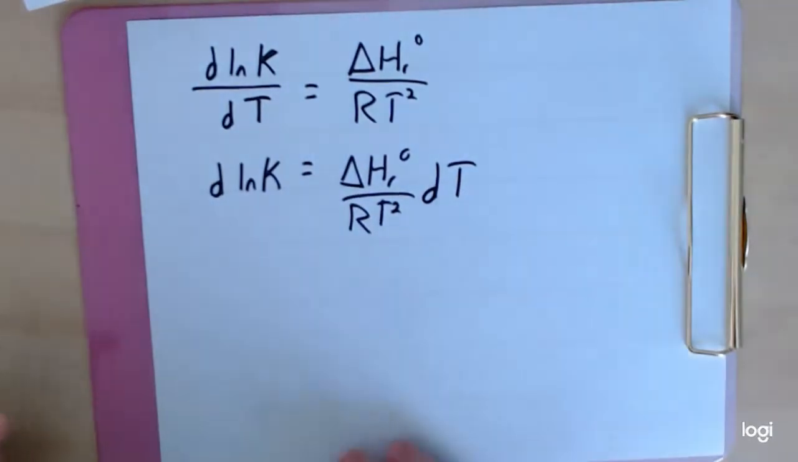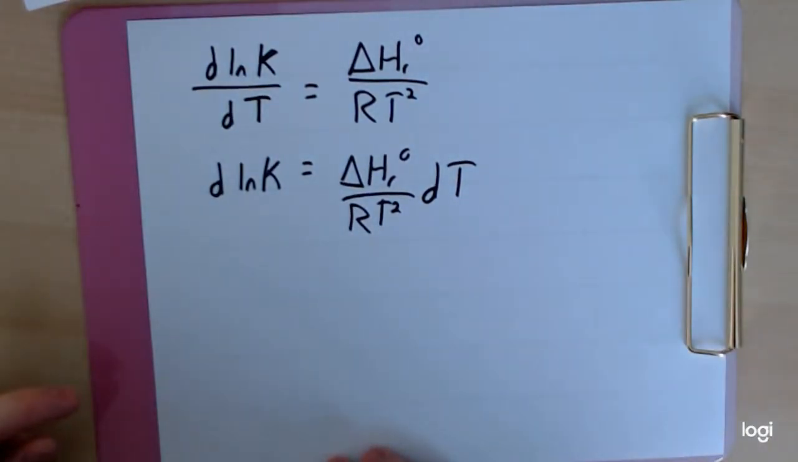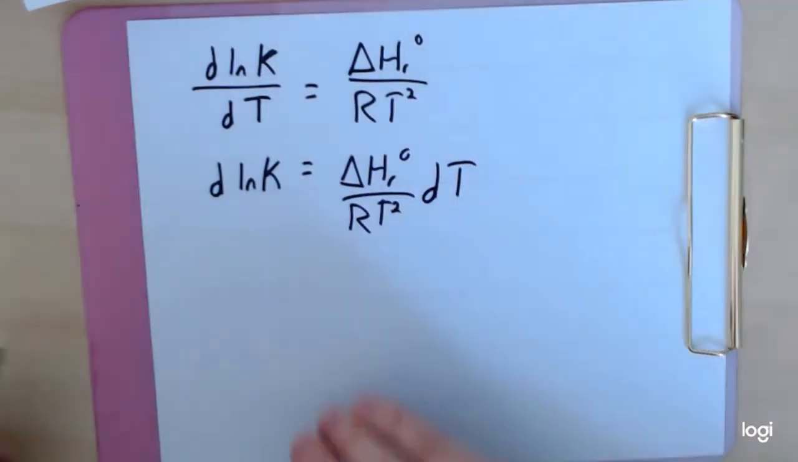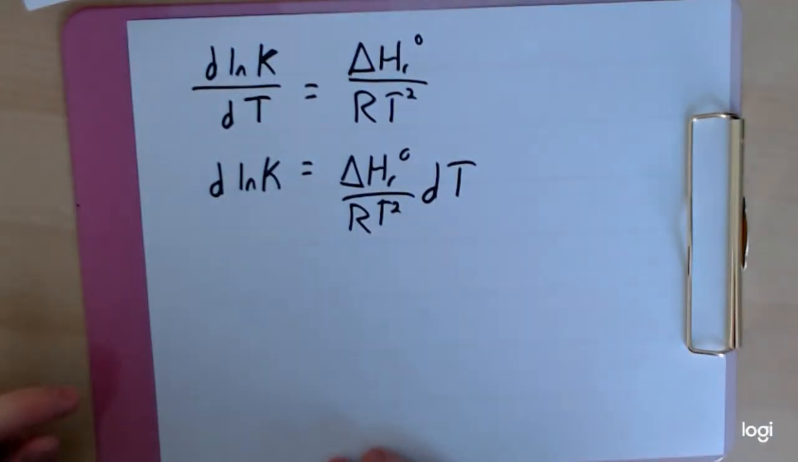Okay, so we start out with a known equilibrium constant for a reaction at a given temperature. Let's call these K1 and T1 respectively. And we want to determine K for a different temperature of our choosing. Let's call these K2 and T2 respectively, with K2 being the unknown that we're solving for.